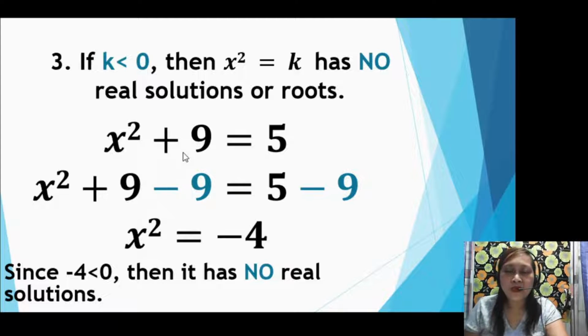So we will subtract 9 minus 9, that is already 0. The remaining term is the quadratic term. And then we will subtract 5 minus 9, and that is negative 4. Since negative 4 is less than 0, it has no real solutions. You can write no real solutions as your answer.